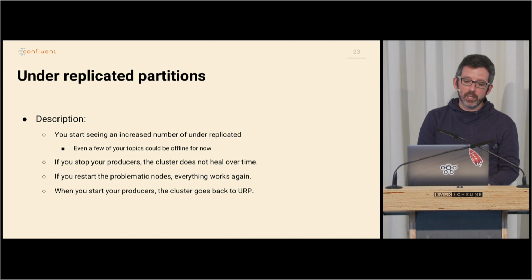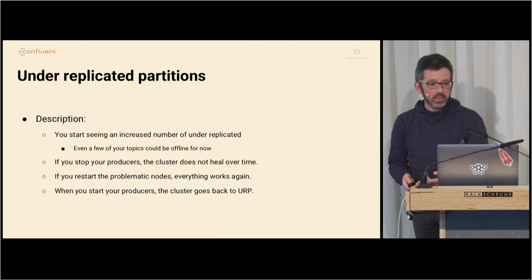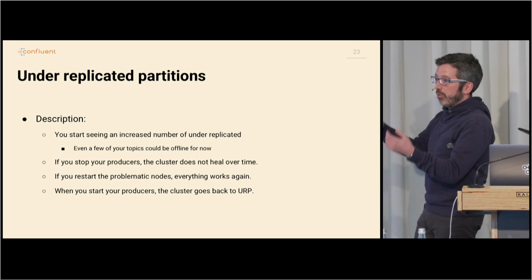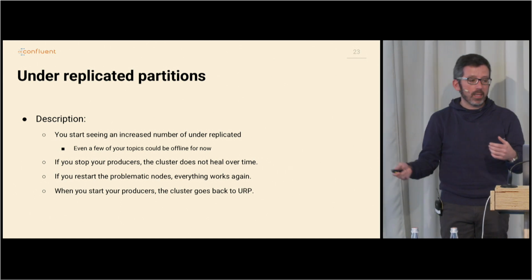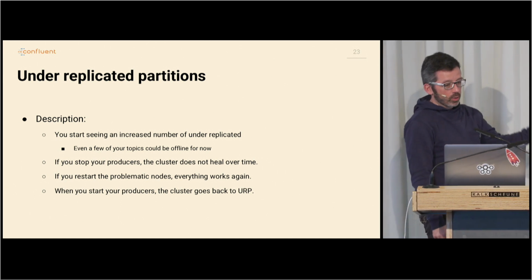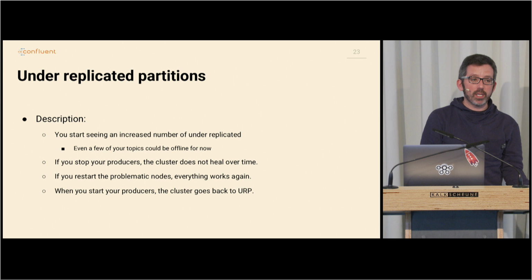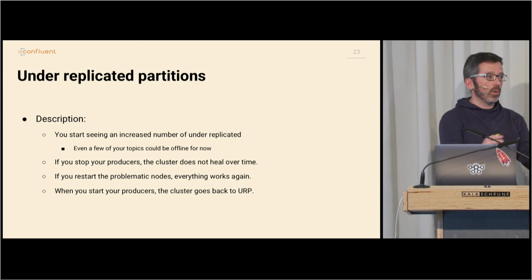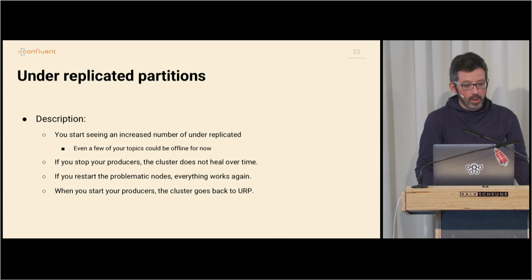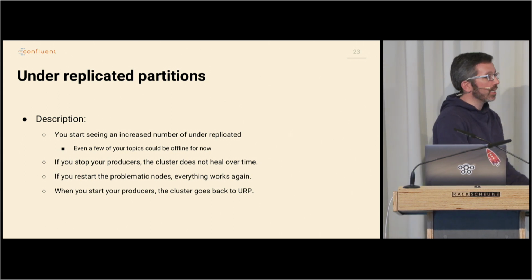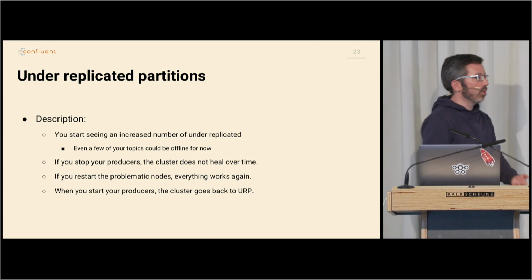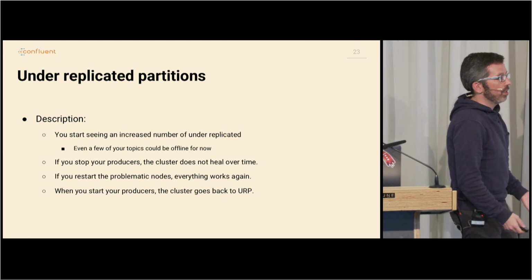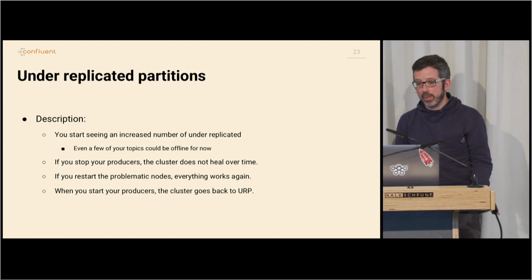The scenario is very simple. So you start seeing an increased number of under-replicated partitions. Even, if you remember, some topics might be offline. You stop the producers. The cluster does not heal. You restart the problematic nodes. Everything works again. Okay? However, after you start the producers again, your cluster goes back to having under-replicated partitions. And you start thinking, what might be happening?